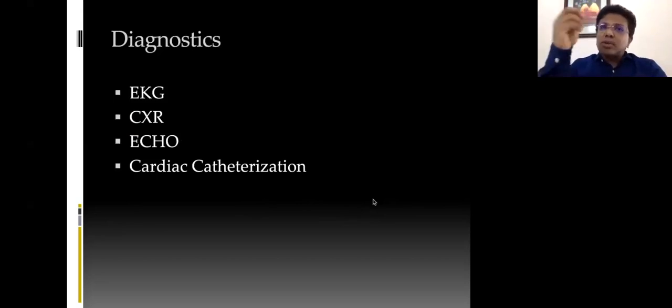Chest X-ray usually does not show much, but you can see the post-stenotic aortic dilatation. In elderly, you can also see the calcific aortic valve. Echo is the diagnostic tool which will show all the characteristic anatomical abnormalities and the functional abnormalities that are characteristic of aortic stenosis.